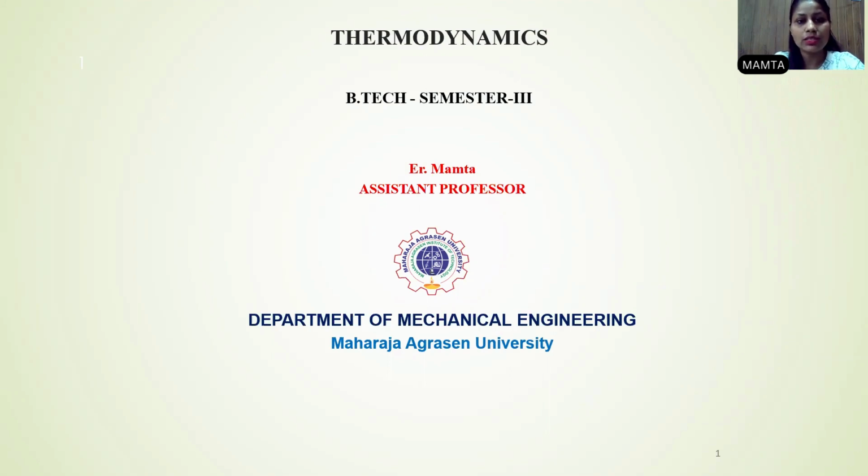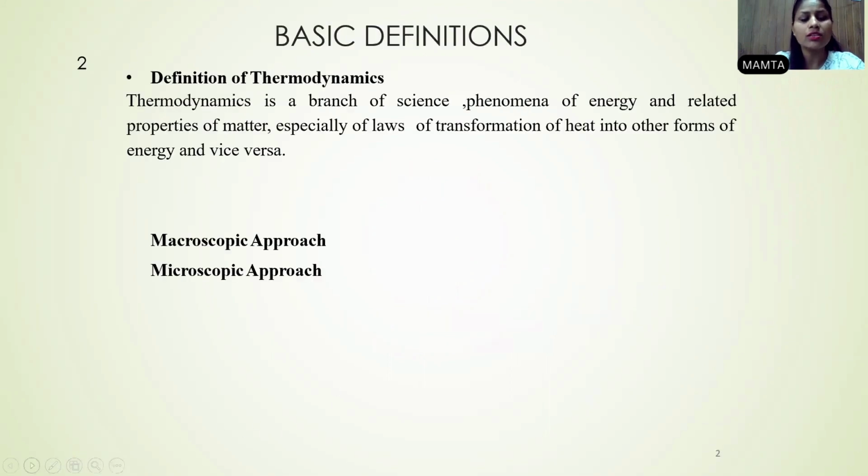Thermodynamics is basically a branch of science that deals with energy and the related properties of matter, especially the law of transformation of heat into other forms of energy, and other forms of energy can be transformed into heat also. So we have basically two kinds of approaches in thermodynamics: macroscopic approach and microscopic approach.